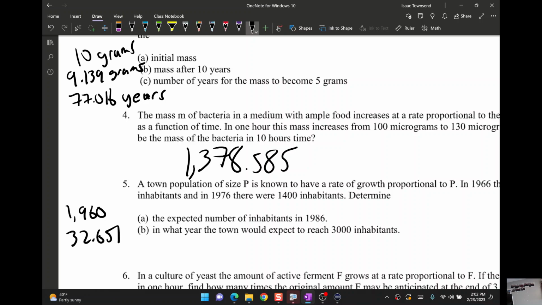Back page. You good? I got 4.322. Yeah, I got that. So 4.322. Okay. Yeah, 4.3.